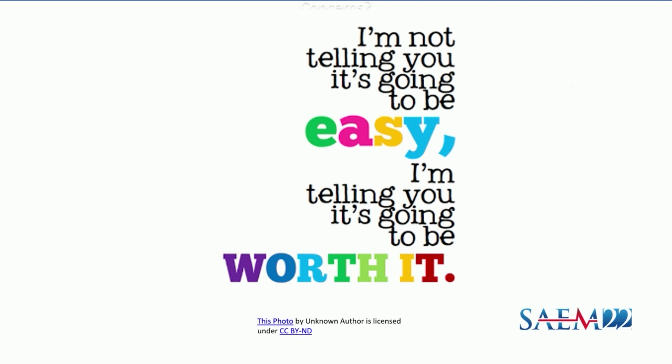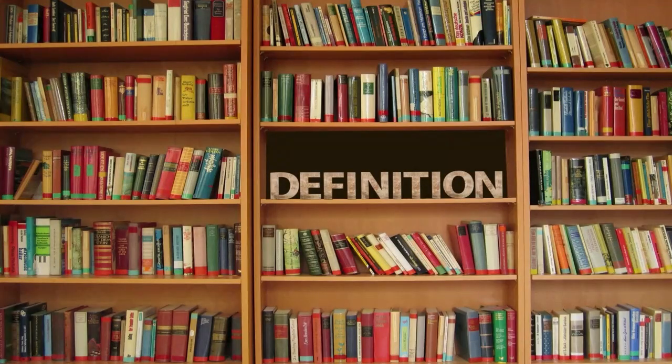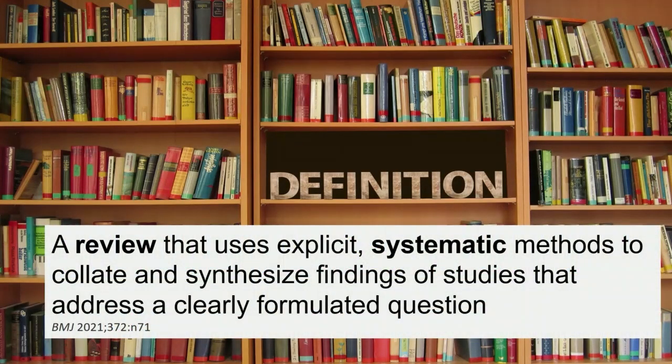So this says it all, right? Systematic reviews are hard, but that's why people respect them, listen to them, pay attention. So if you want to do something that is doable but a little challenging, this is a great choice. So what is the definition of a systematic review? It's a review that uses explicit systematic methods. The clue is in the name, right? Systematic methods to collate and synthesize findings of studies that address a clearly formulated question.